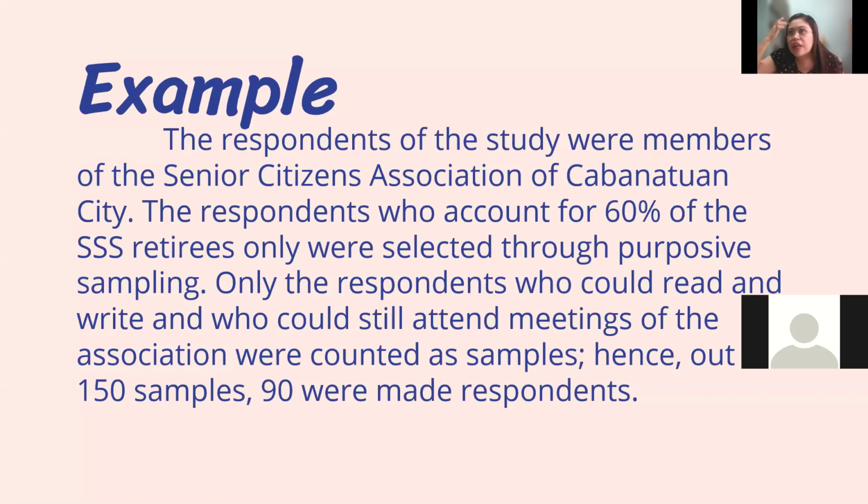Because if it is random sampling, right? I said, random sampling is a probability sampling where everyone in the population has an equal chance. But if you mention a purpose or criteria, then not everyone has a chance to be selected in your study. So another criteria mentioned here, only the respondents who could read and write and who could still attend meetings of the association were counted as samples. Hence, out of 150 samples, 90 were made respondents. This one is an example of respondents of the study as a separate section.